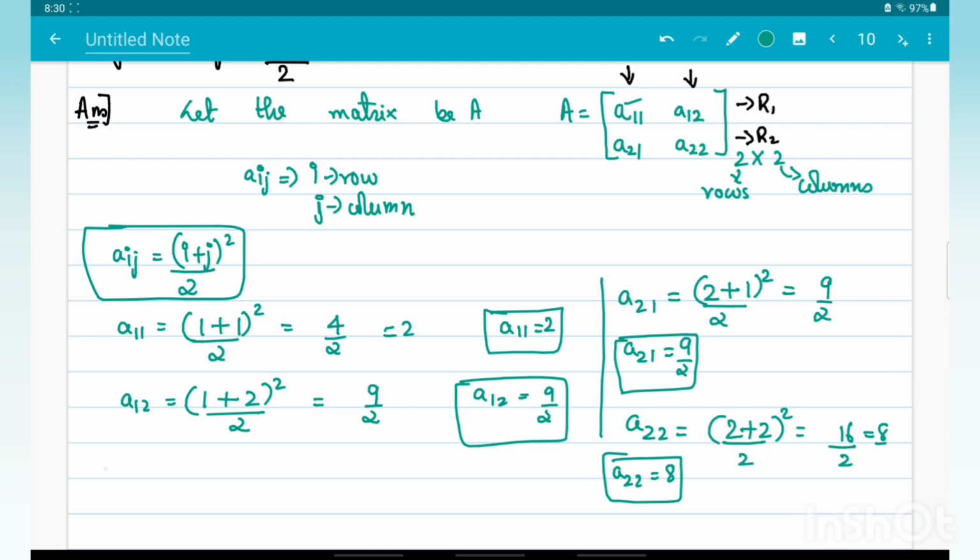So if you combine all the elements and write, then your matrix A is: A11 element is 2, A12 element is 9 by 2, A21 element again 9 by 2, and A22 element is 8. So this is how we have constructed our matrix of order 2 by 2 with the help of this relation. So it was very simple.